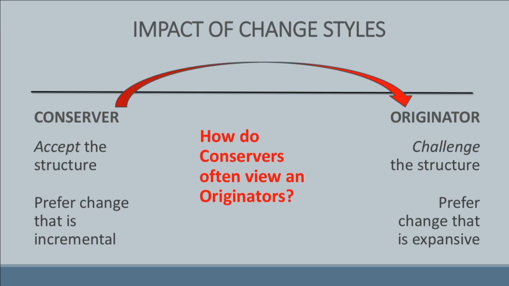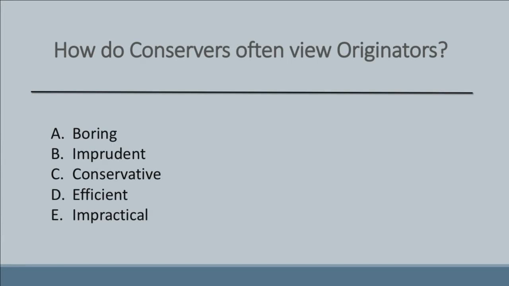Remember that conservers are folks that want to work within the accepted structure, that think change is best when it's occasional, targeted, and incremental. If that's the case, what do you think the view of the originators is going to be from the conserver point of view? Remember, originators want things that are wholesale, constant, even dramatic change. So how are conservers going to view originators?